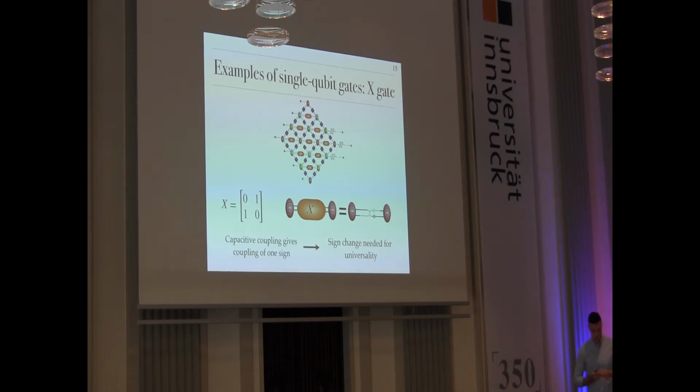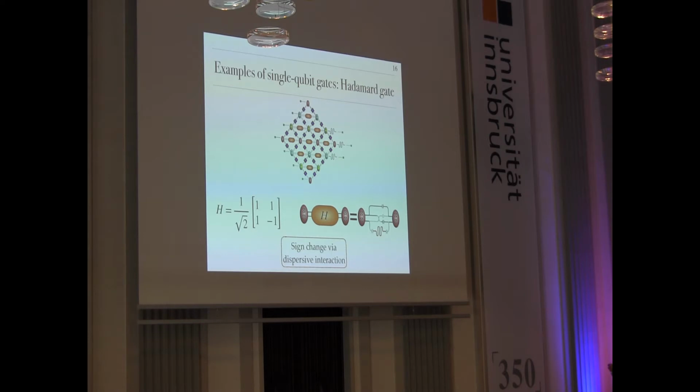For this reason, in order to achieve universality, we need the Hadamard, and so we need to engineer a way to get a sign change. A possible way of doing this is to use the dispersive interaction with a resonator. In order to implement the Hadamard, we use 3 capacitances, and then by the dispersive, generalized Jaynes-Cummings interaction, it is easy to show that you can get a sign change of the interaction. This will allow us to do the Hadamard gate.